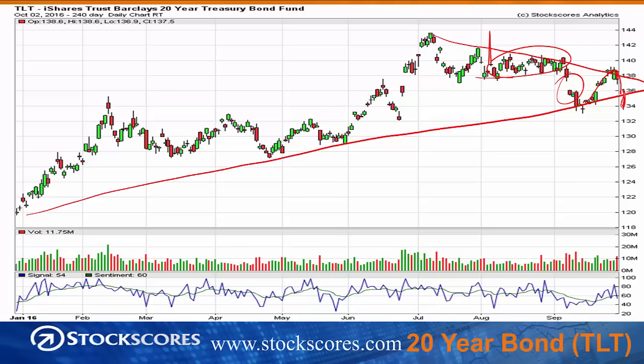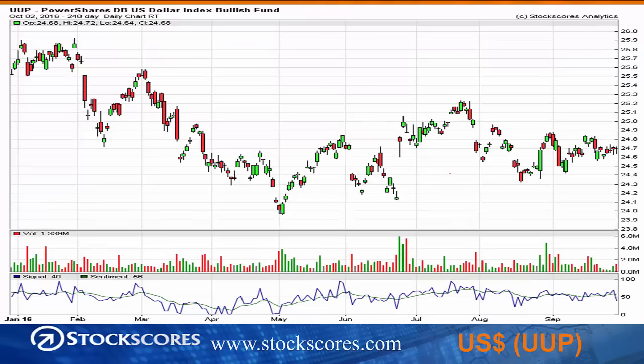I think we could see this break down here. That means bond price going down, interest rates going up, and obviously very focused on what happens with the US Fed. US dollar is in a little pennant pattern as well. See this compressing volatility? That means investors are getting more confident. We just need to see a break out of this range one way or the other.